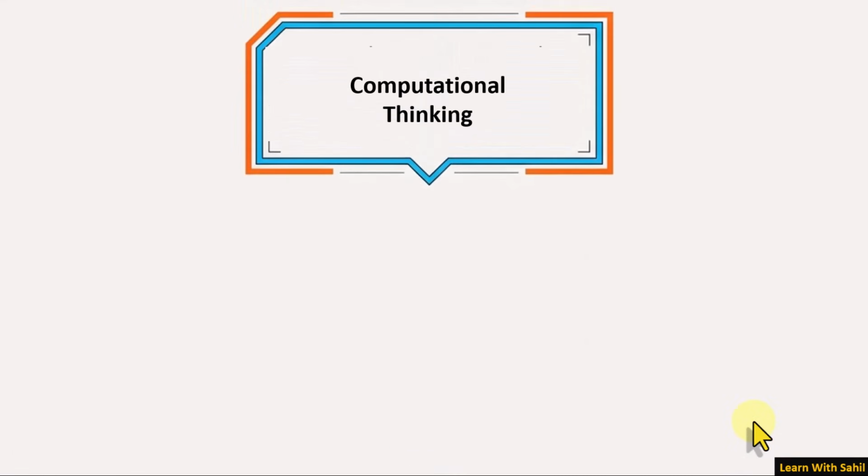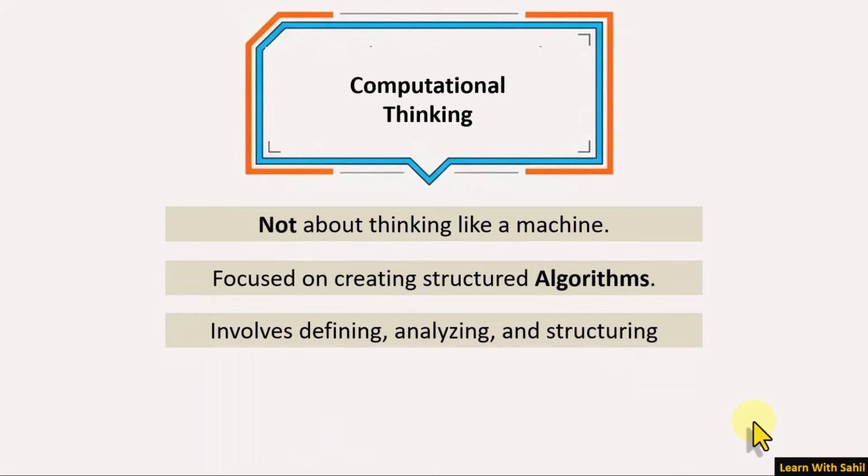So overall, computational thinking is not about thinking like a machine. It is focused on creating a structured algorithm. An algorithm is a step-by-step instruction to solve a problem. Okay, so it is focused on creating algorithms, and it involves defining, analyzing, and structuring the solution for the computer.